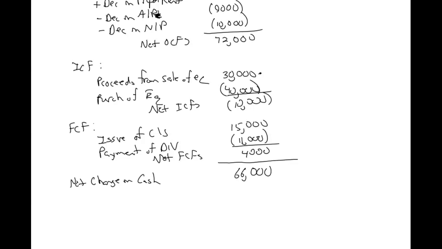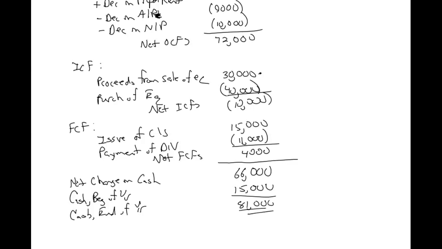Then just to finish it up, you would put cash at the beginning of the year, which was 15,000, which gives me cash at the end of the year, which was 81,000. And that would be your statement of cash flows. If your teacher makes you do the supplemental disclosures, they would go underneath here. I don't make my students do that. But this would wrap things up.